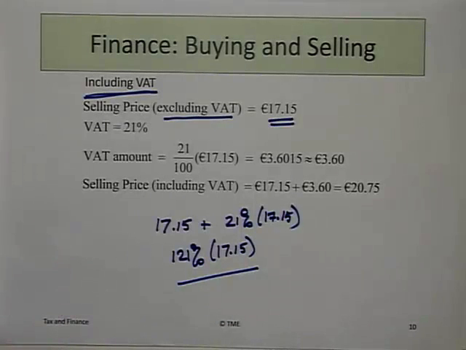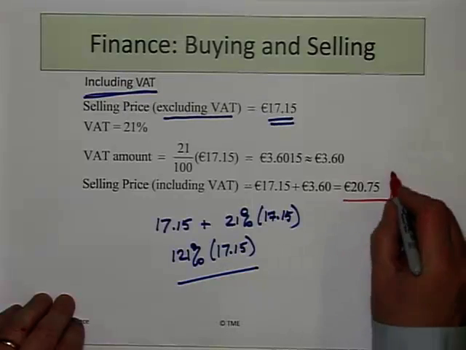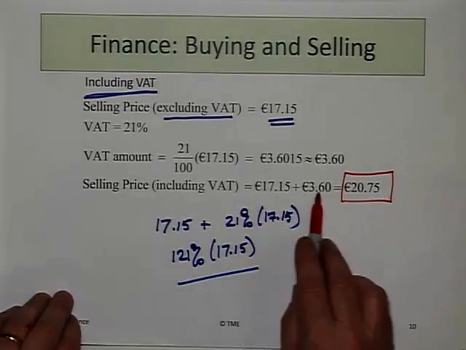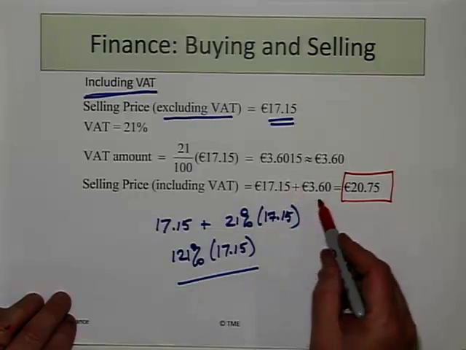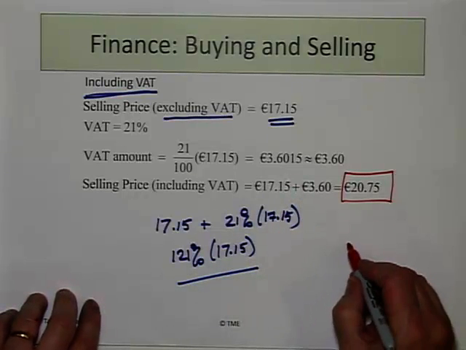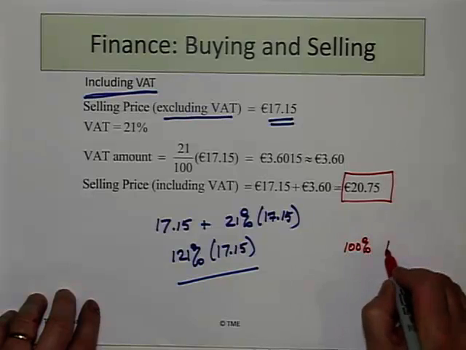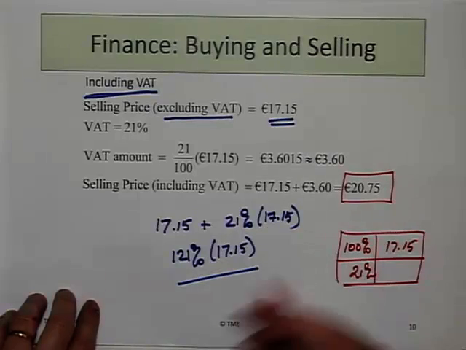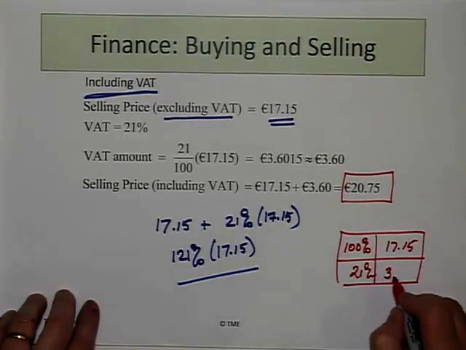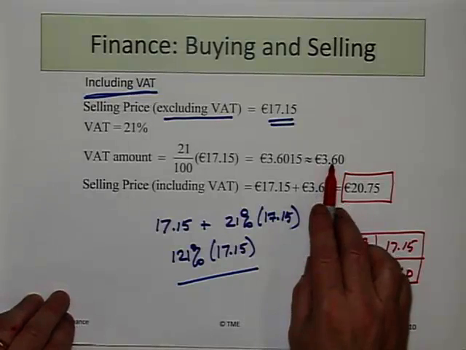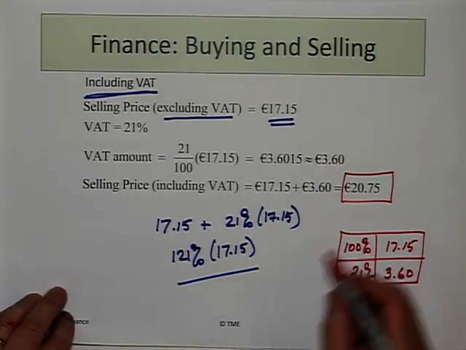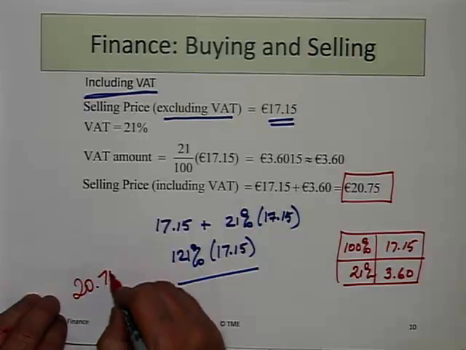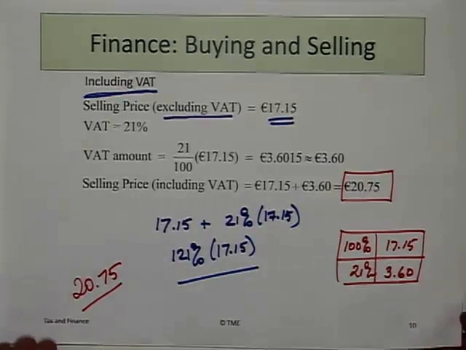Either way, the number is going to increase, and we find that the answer is €20.75 when we multiply. In one case, we're adding 21% to 17.15. 100% is 17.15. What's 21%? If we do the calculations, 21% of that, we find it's 360. So 360 is the VAT cost on top of the other. The total cost is 20.75. Quite a markup, really, from where we started with the original part of that question.